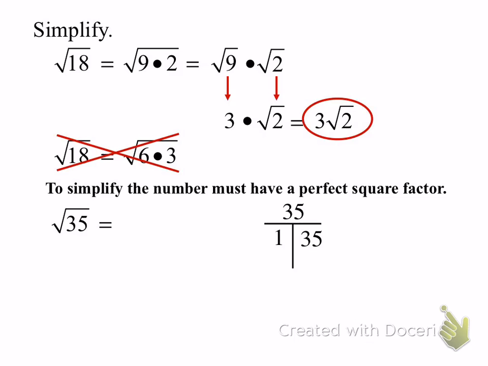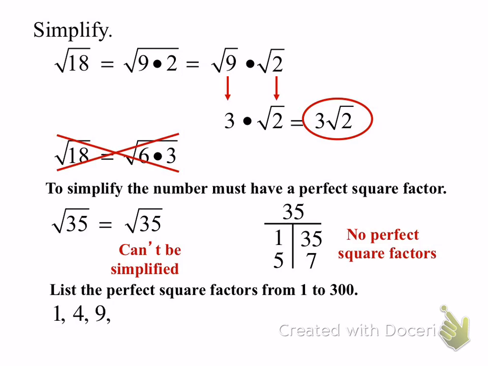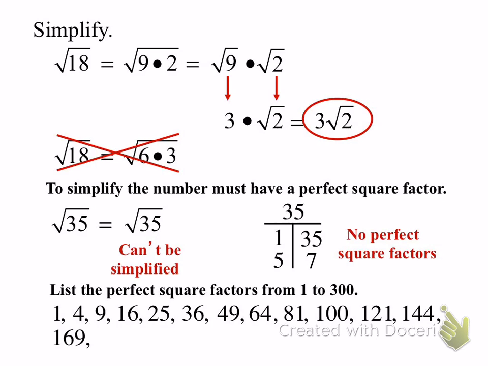Okay? Something like 35. What are the factors? Yep. 5 and 7 and 1 and 35. None of those are perfect squares, so it's already simplified. We stop there. I've already asked you to memorize your square roots to 400. Your perfect squares.